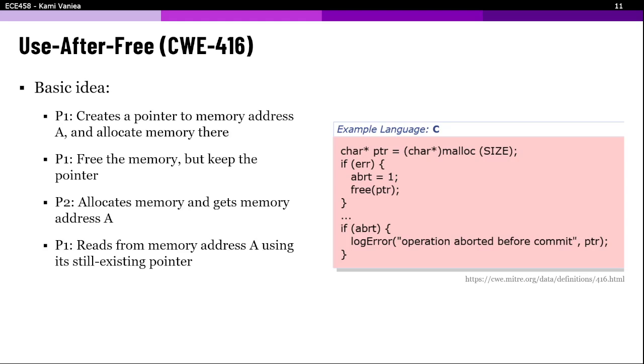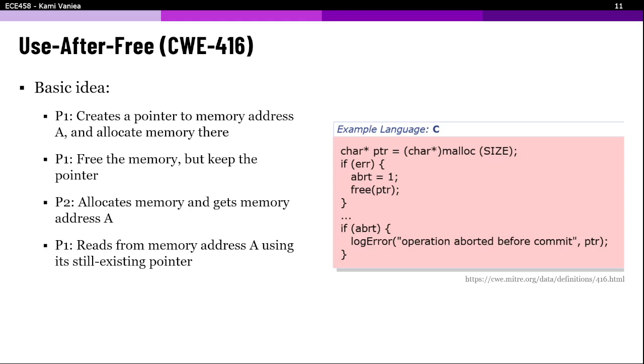The idea is you have two processes, process one, process two. Process one creates a pointer to a memory address, A, and allocates memory there. You can kind of see that near the top, this char statement. And then you free the memory, but keep the pointer. So you see here this statement, if error, put in an abort equals 1, and free the pointer, right?